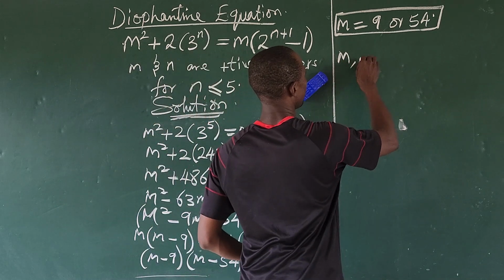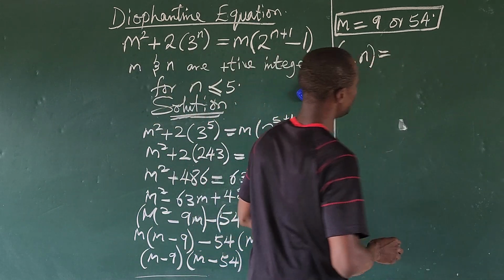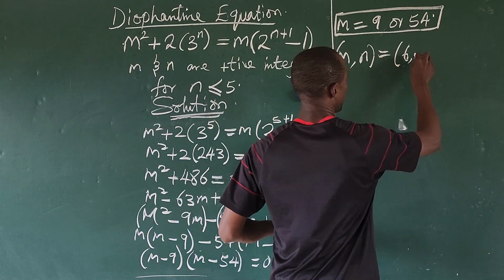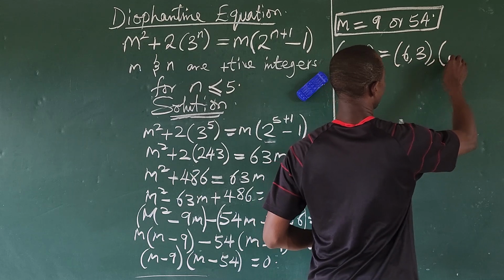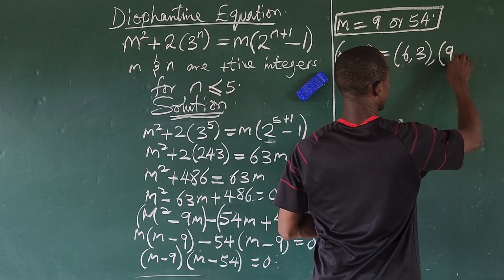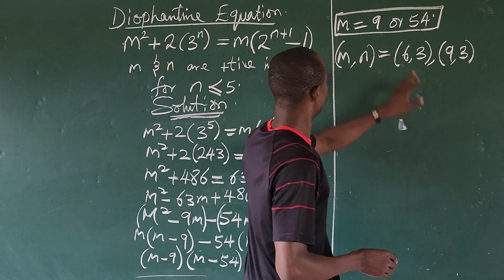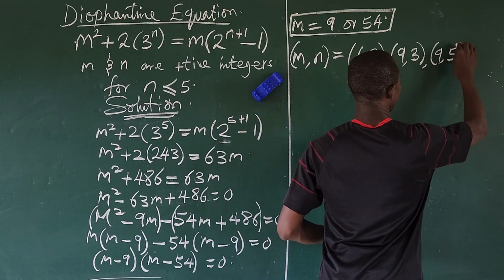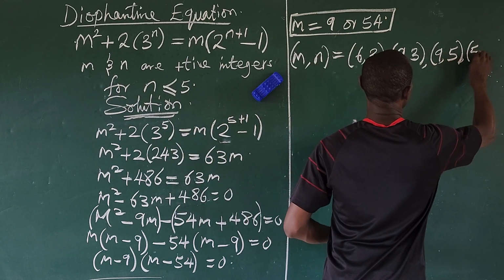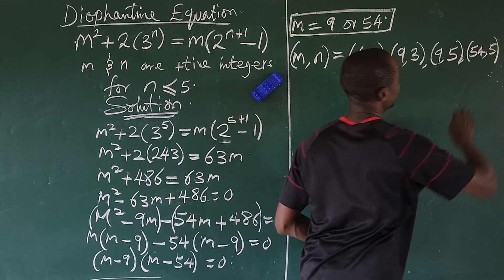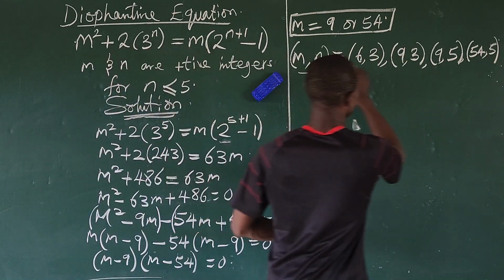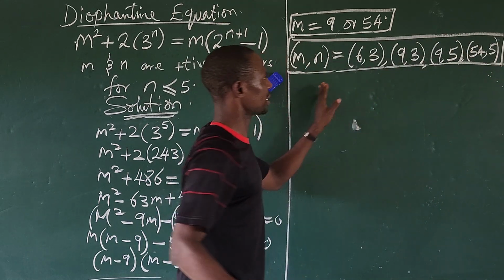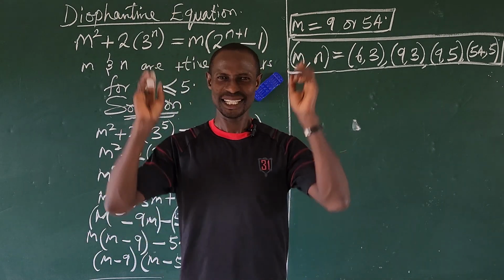So we now have (m, n) equal to, remember our first value, (6, 3), and we have (9, 3). Then here we have our 9 for 5, so we have (54, 5). So these are the values of m and n that will satisfy our Diophantine equation.